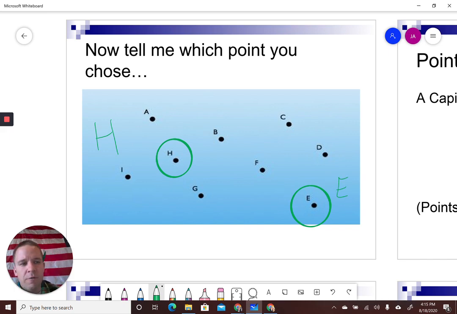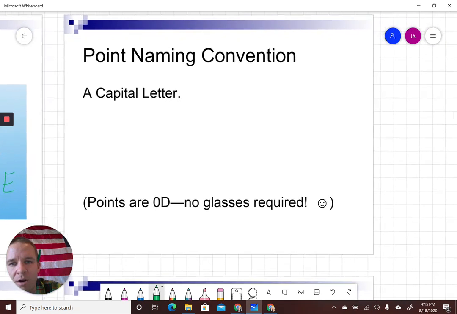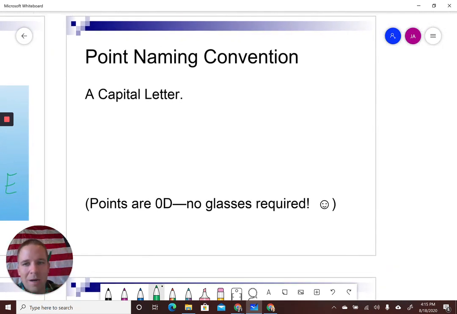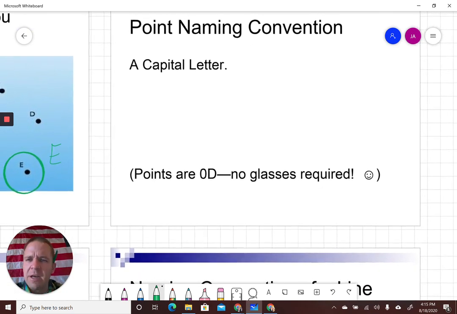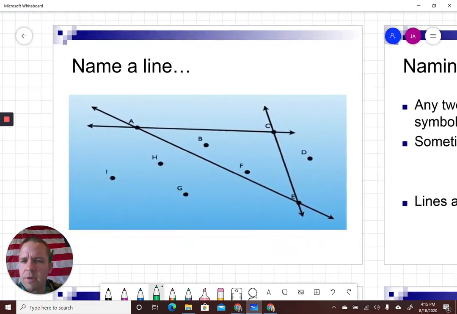That's it. So if you want to jot some things down here, point naming convention, or how to name a point, we just use a capital letter. Not too bad so far. Maybe put a couple examples there. This stuff will become pretty much like second nature to you as we go through this.